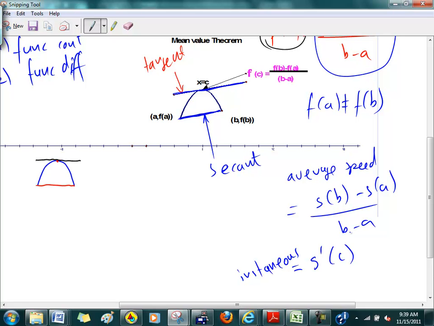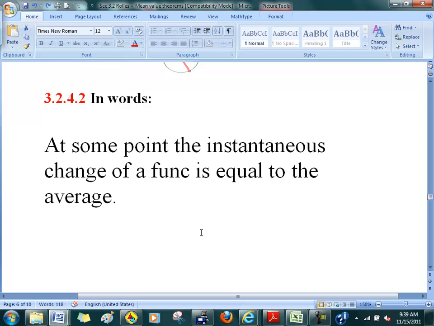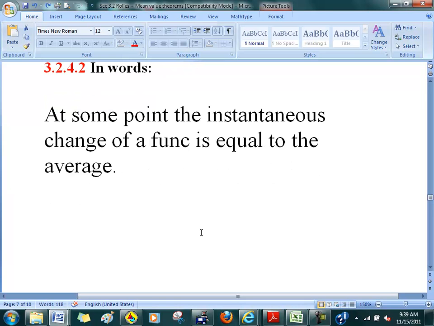So at some point the instantaneous is equal to the average. And that's the statement that I have in words next. So the instantaneous change of a function is equal to the average. Whenever you think about instantaneous, you want to think about differentiation, the derivative.